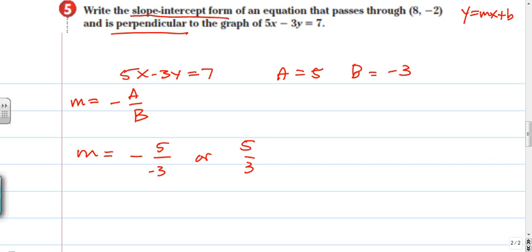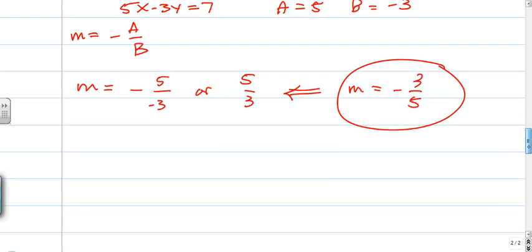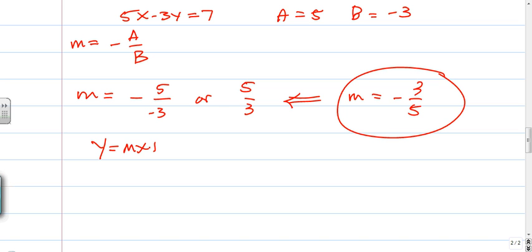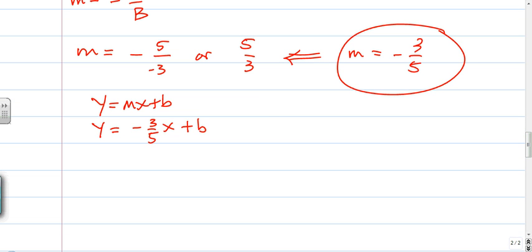And since we're talking about perpendicular, you want to find the negative reciprocal of 5/3. So what is the slope of the line that is perpendicular to that line? Negative 3 over 5. That is now your slope. After you find negative 3 over 5, go back to your y equals mx plus b. Substitute that slope: y equals negative 3/5 x plus b. And get the point (8, -2), and substitute the x and y into that equation to be able to find b.